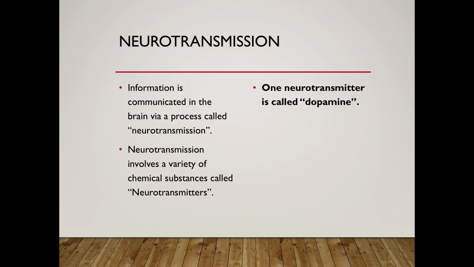So I said a minute ago, neurotransmission, and that's important to understand. So this is kind of how the drugs work. So neurotransmission is the process of relaying information in the brain, right? And one way of communicating is through the chemical substances that our body naturally produces. These are neurotransmitters. One of those is called dopamine, and that's important to remember.